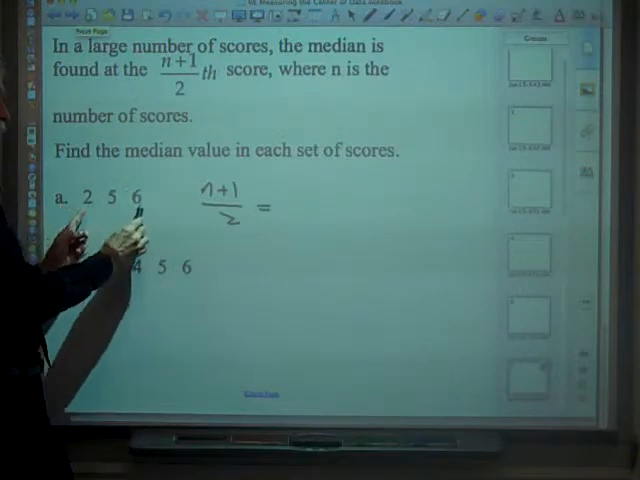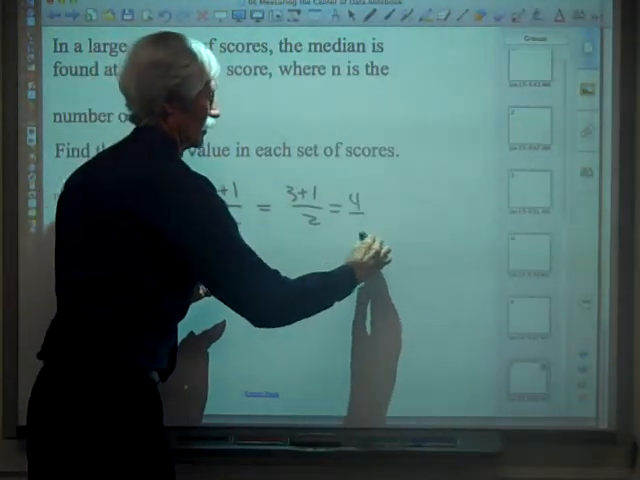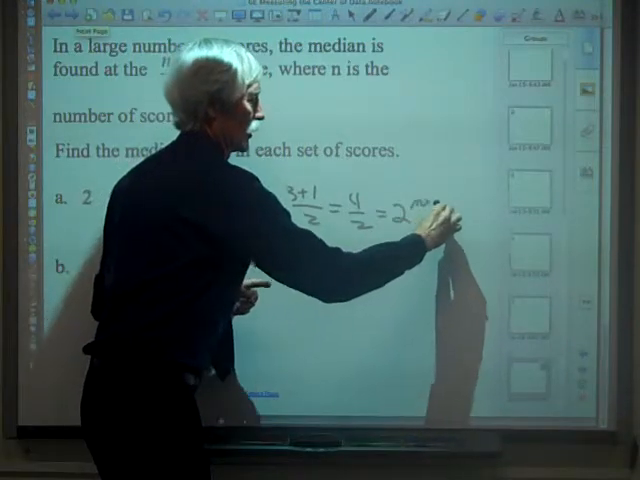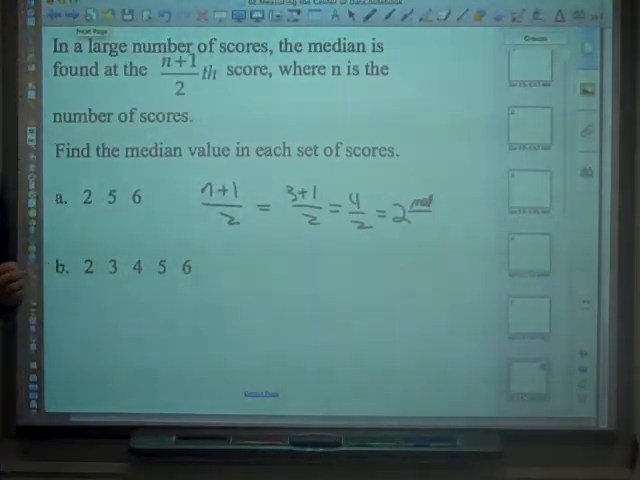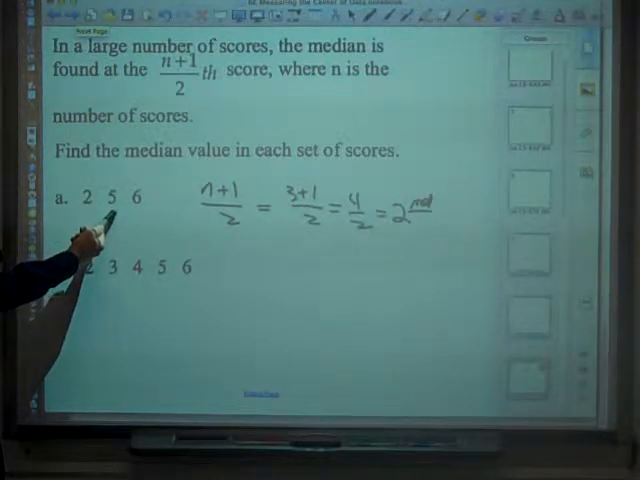That's what goes in here. There are 3 scores. What's 3 plus 1 over 2? 2. So which score are we looking for? The second score. So you start at the beginning and you find the second score and you're good.